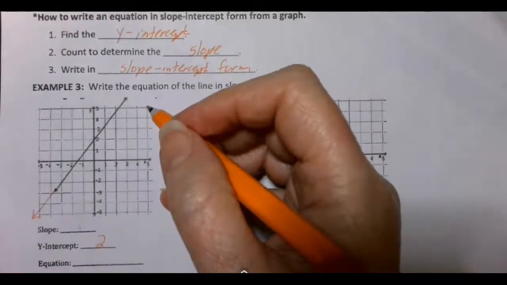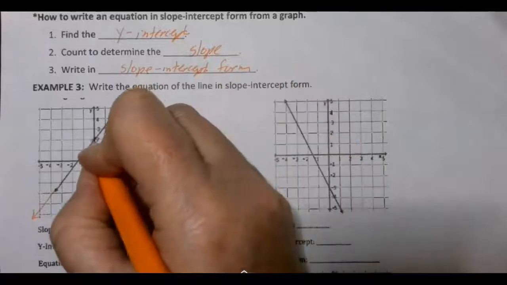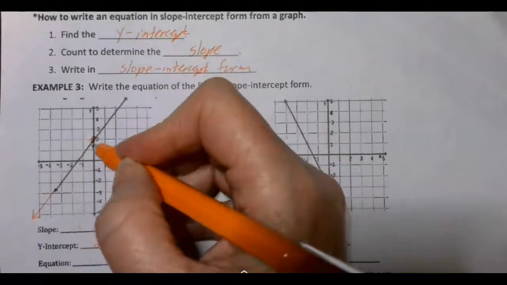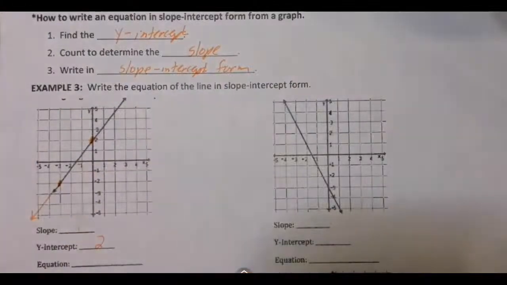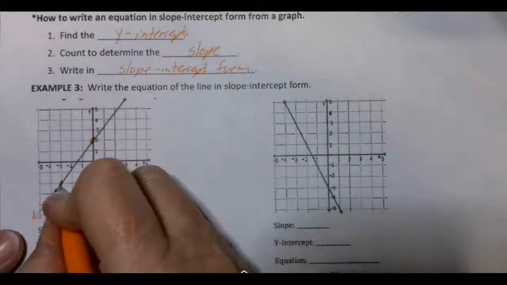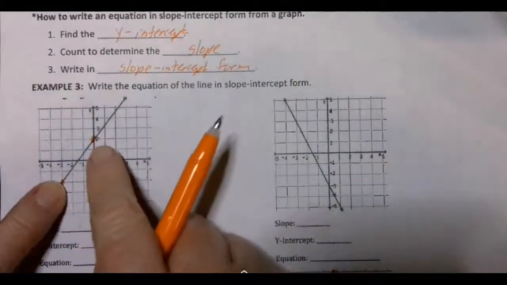So now we have to go back to our whole number points. Well, obviously my y-intercept is a whole number point. Where is another whole number point? Right there. Okay, those are 2 whole number points. So we're going to count. So here we go. What are we starting with?